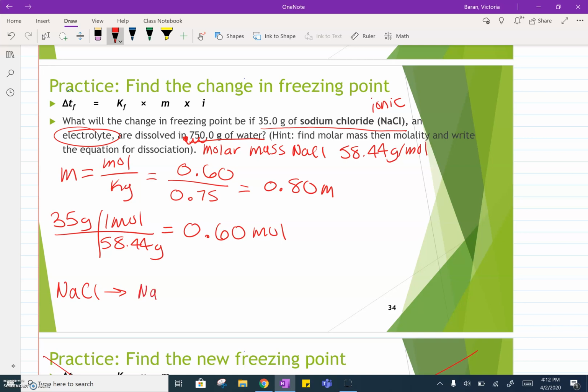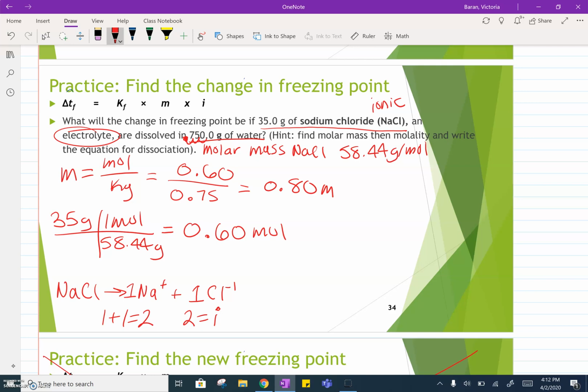So I have 1 Na, which is sodium. You can put a 1 here if you want. Plus, you'll have 1 chloride ion that will form, because you only have 1 of each of these on this side. So we're simply going to do 1 plus 1, which will give us 2. And 2 is your i value, okay?